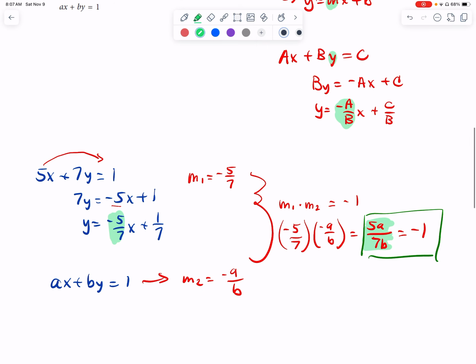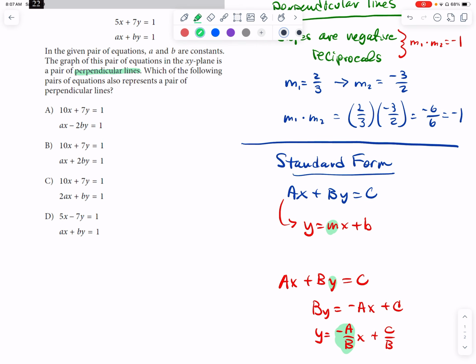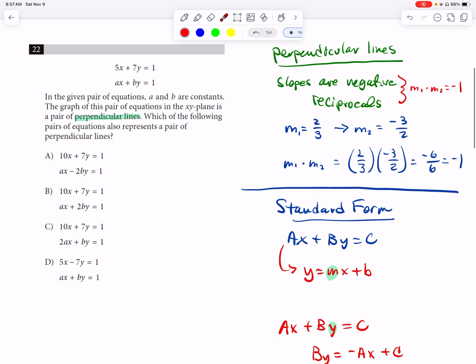Okay, now, before we actually do that, there's one of these answer choices that should be an automatic deletion. And the reason why is this. Look at our two equations. 5x plus 7y equals 1, ax plus by is equal to 1. There's something here that looks almost identical to that, and that's answer choice D. The only difference is that there's a negative in front of the 7 in 5x minus 7y equals 1. But everything else is the same exact bottom equation.